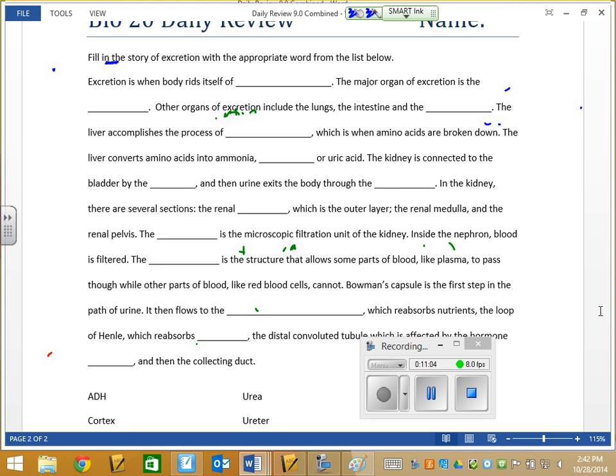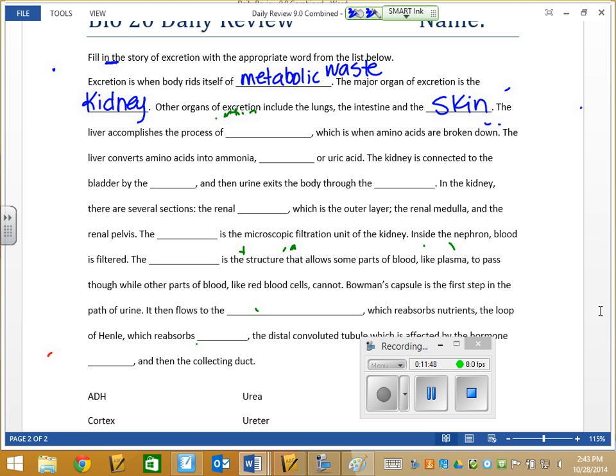All right, so on this side, we're filling in the story of excretion. So the very first thing is where I would put metabolic waste. Excretion is when your body has done some sort of chemical reaction, produced a substance that it doesn't need anymore. That's called metabolic waste. The major organ of excretion is your kidney. Other organs of excretion would include your lungs, your intestines, and your skin. If you recall, I showed you how what you are sweating out and what you are peeing out is basically made out of the same stuff.